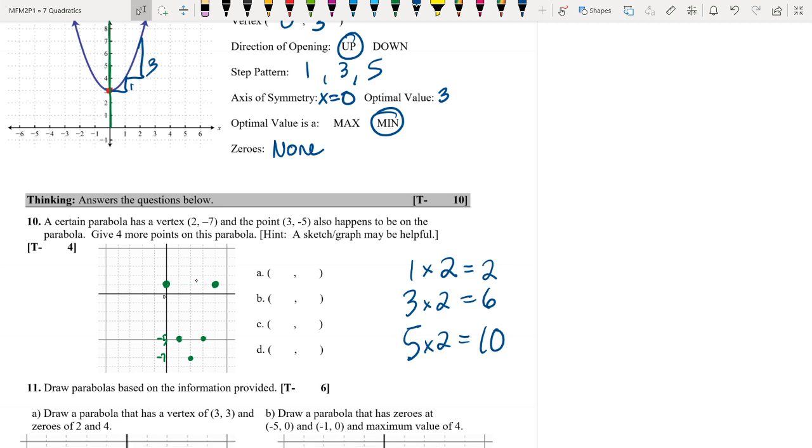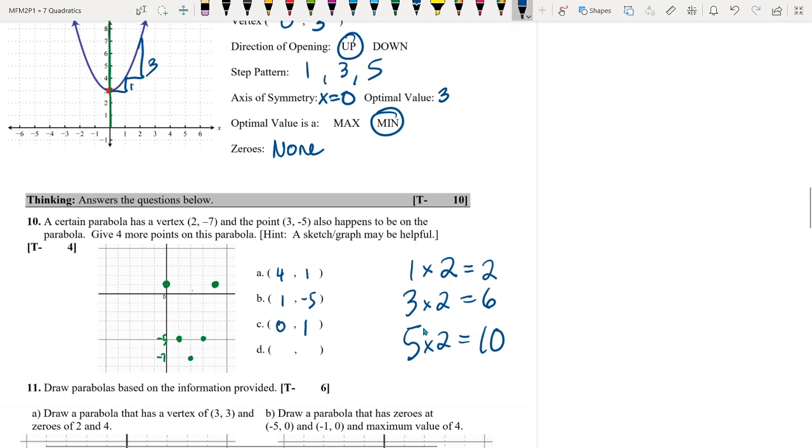So how many points do I now have? Let's write down the ones that I have. The ones that I have so far are (3, -5), and then over here I have (1, -5), and here I have (2, -7).